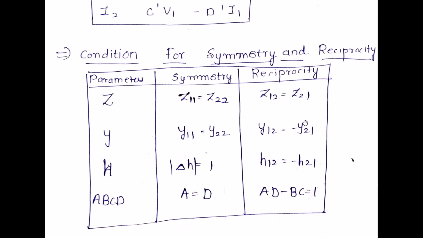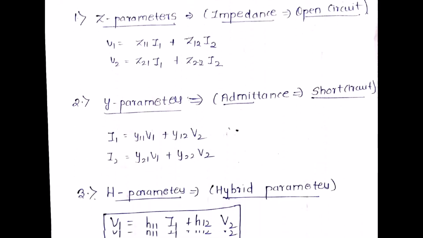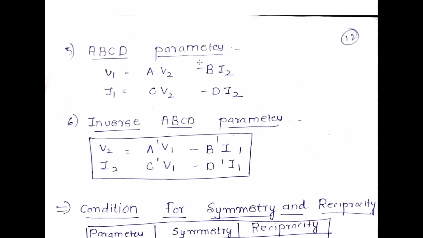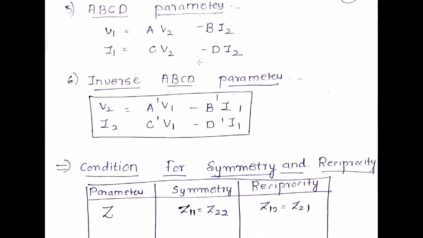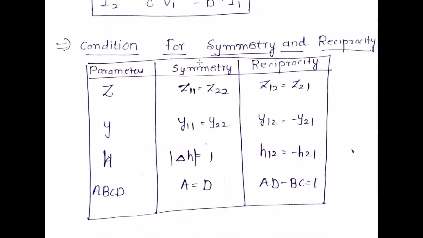So this is the most important thing. This satisfies the condition of symmetry and reciprocity. I hope I'm very clear with this. So these are the equations of my Z, Y, H and G parameters and my ABCD and inverse ABCD parameters. Similarly, this is the condition for symmetry and reciprocity. I hope I'm very clear with this.